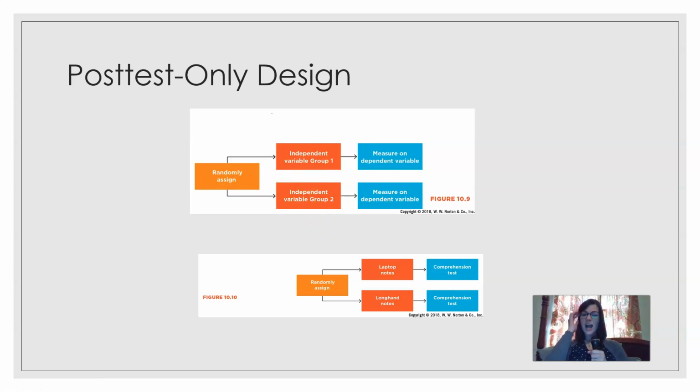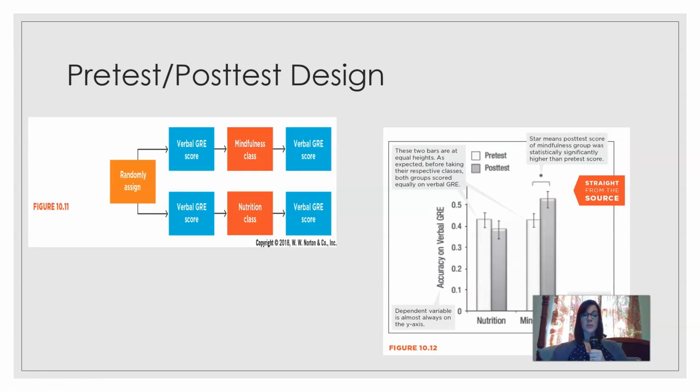Ideally, if you have enough people in each group, these extraneous differences should cancel each other out. So both groups should be the same in terms of intelligence levels or grades or working memory abilities and so on. So always randomly assign. So we basically have our 2 groups. We introduce our different conditions. So for example, we get a laptop or longhand notes, and then we get the comprehension test. So that's a post-test only design. We divide people into groups and measure their behavior in response to that independent variable.